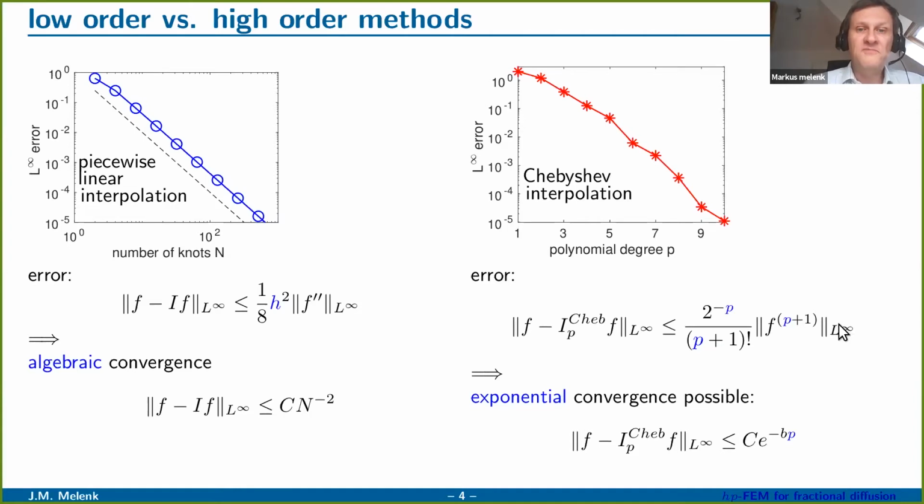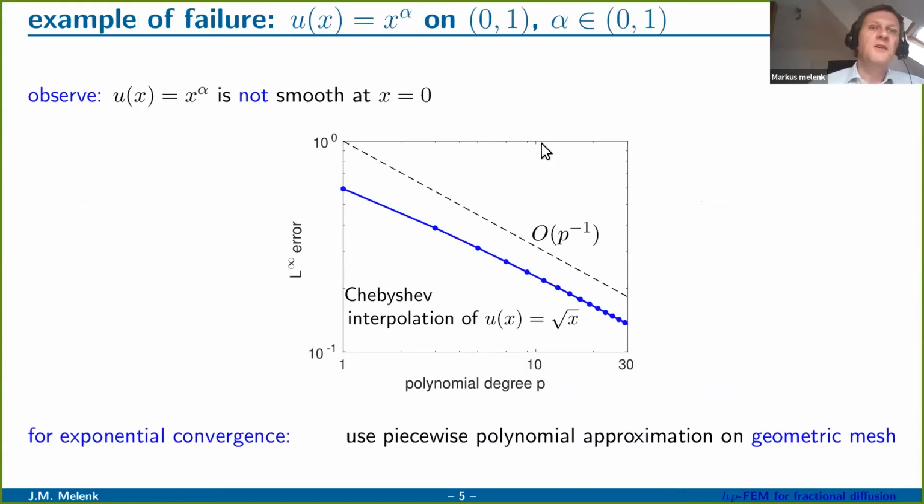Okay, so is there a catch? Well, you see that here in the error estimate. For polynomials of degree p, you need, of course, higher order derivatives. So what happens when that is not the case? For example, if we try to approximate the function x to the alpha, where alpha is between 0 and 1, then the function is, of course, not smooth at x equal to 0 because derivatives will blow up. And then with Chebyshev interpolation, it does not work so great. So actually you see an algebraic convergence of 1 over p.